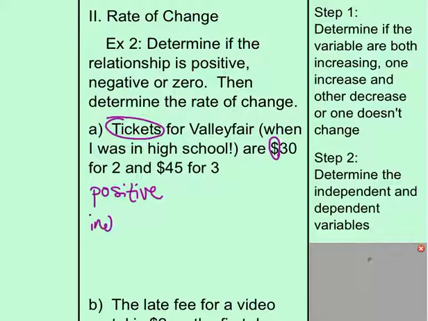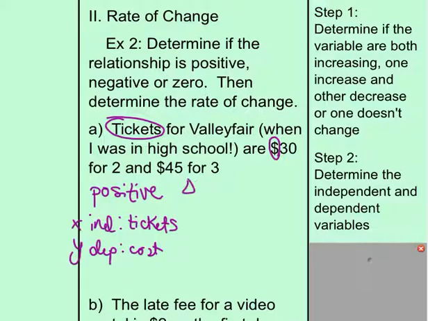So we don't have time, so now we have to ask, does the number of tickets we buy depend on how much we pay? Or does how much we pay depend on how many tickets we buy? Hopefully, again, that second sentence was what made sense to you. How much we pay depends on how many tickets we buy. So here we've got our x and y.